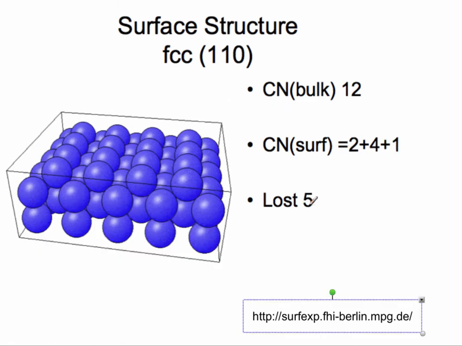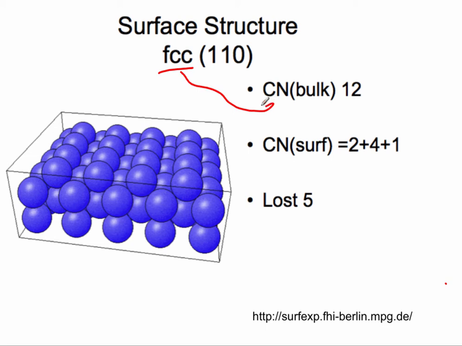Let's stay in that same crystal structure, but look at a different face. The 110 face. Once again, we already know this is going to have to be 12 as the bulk coordination number since it's FCC. But what about the surface? If you look, the surface is kind of corrugated. There are these rows here.